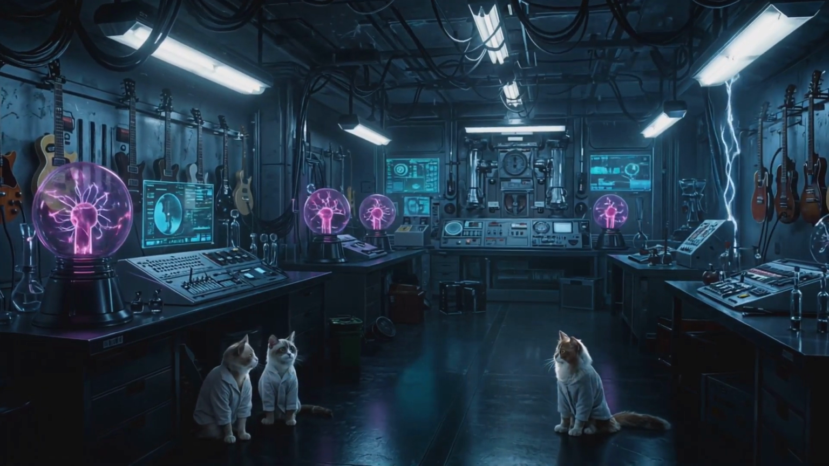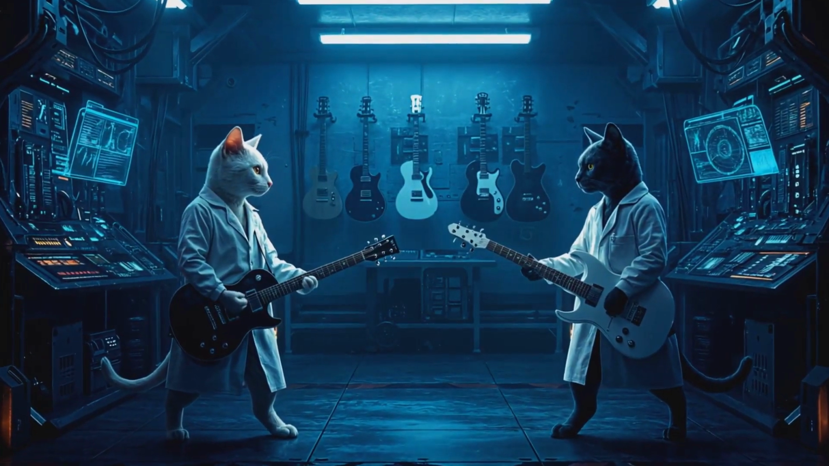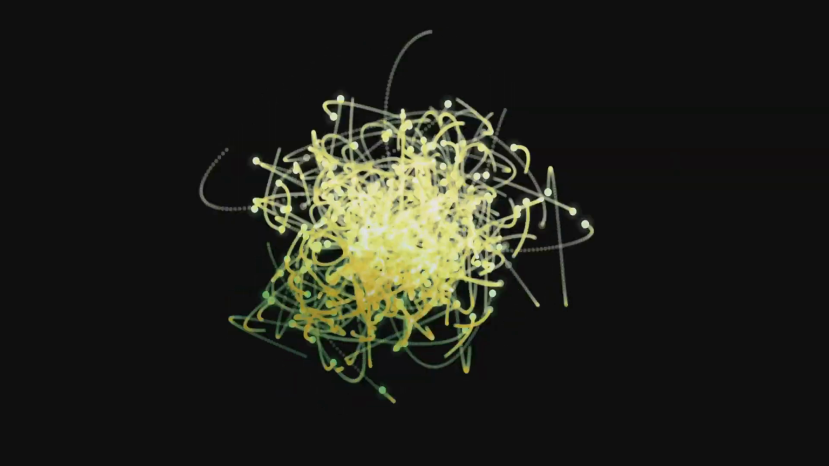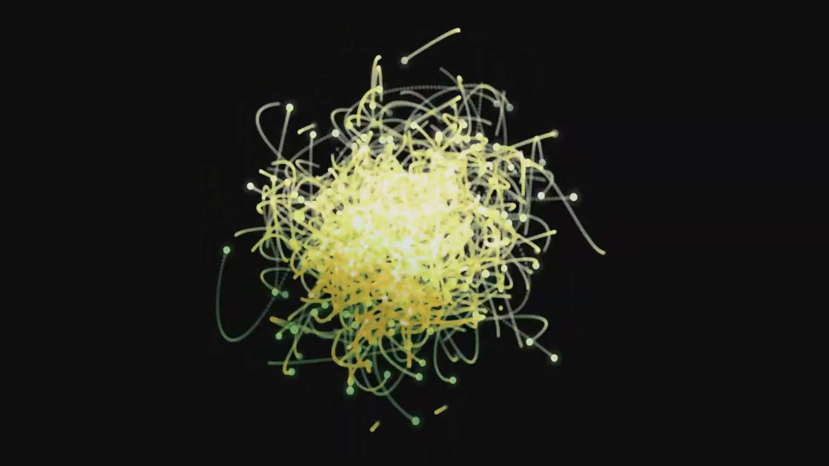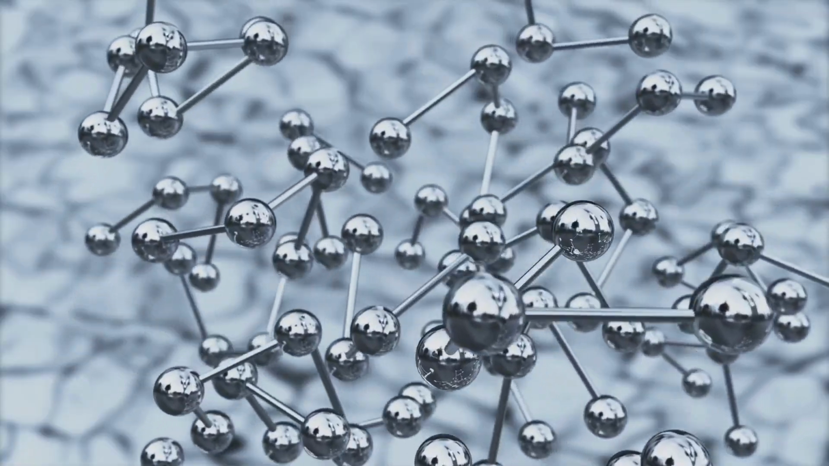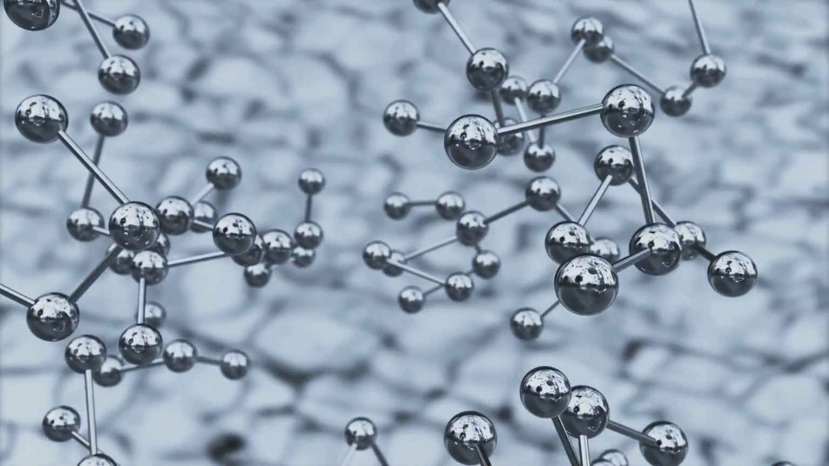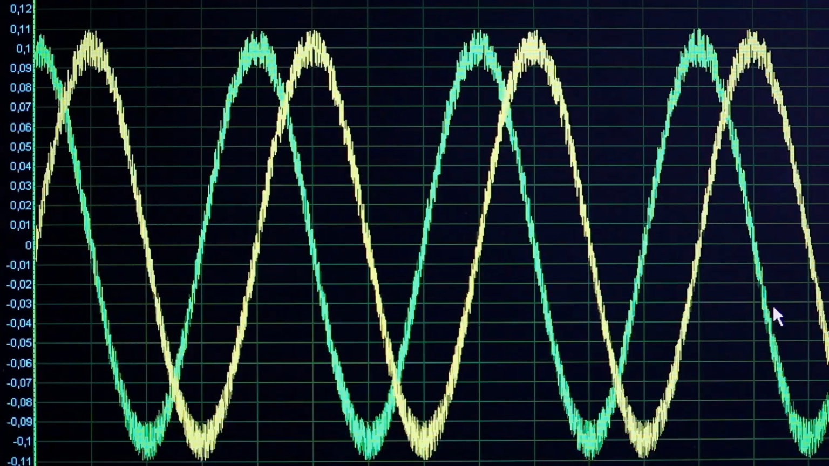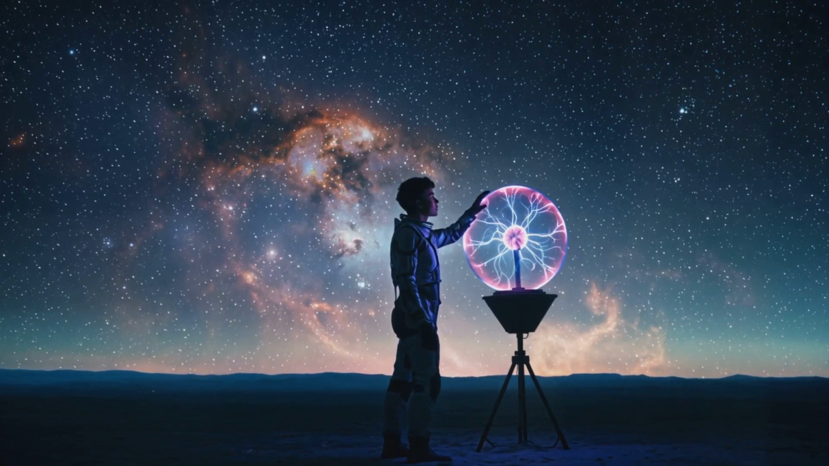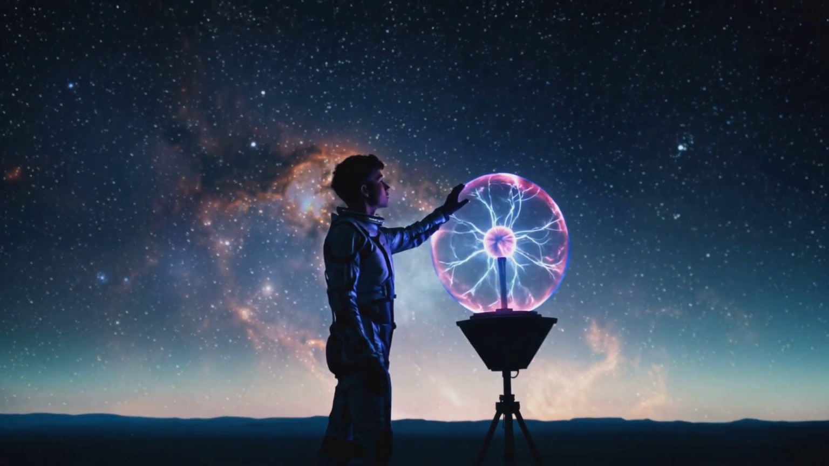This exploration is not merely metaphorical. Evidence from quantum physics, molecular spectroscopy, and harmonic theory suggests that reality is fundamentally resonant. From the subatomic to the celestial, structure follows vibration. Frequency is not the byproduct. It is the blueprint.